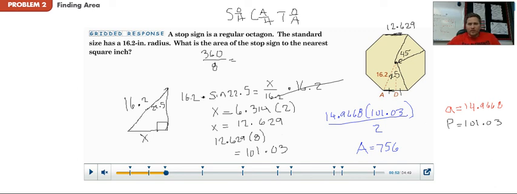And again, we've got to make sure we label it correctly. We are talking in inches, so I have to have squared inches. This is square inches. And that right there is my final answer. Box it in. Boom. We did it.